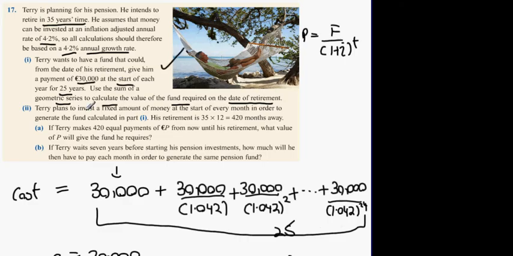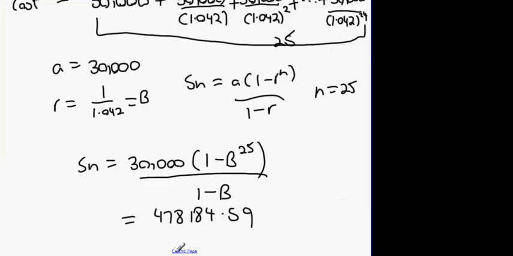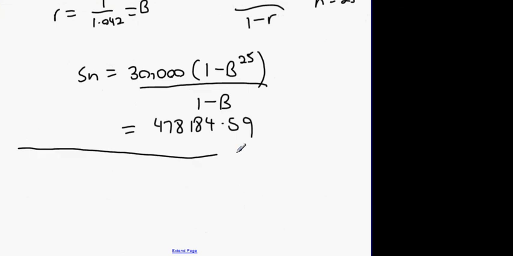Done. Terry plans to invest a fixed amount of money at the start of every month, in order to generate the fund calculated in part 1. His retirement is 420 months away. If Terry makes 420 equal payments of P from now until retirement, what value of P will give the fund he requires? Okay, so he has to generate 478,184.59. Now what we have to find out is the interest rate.